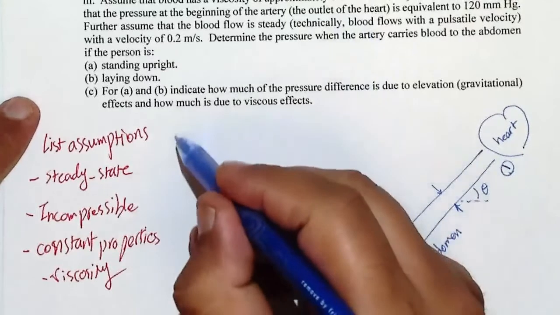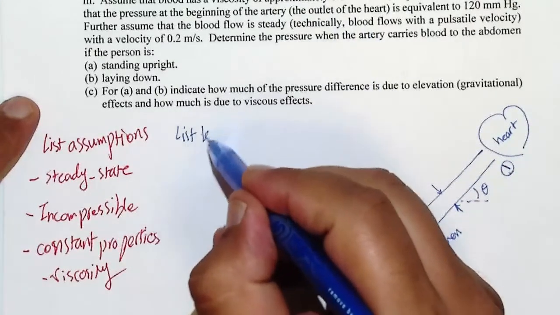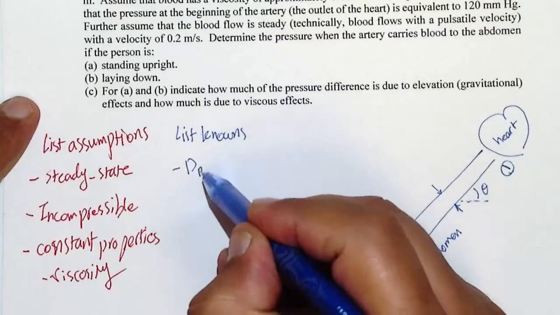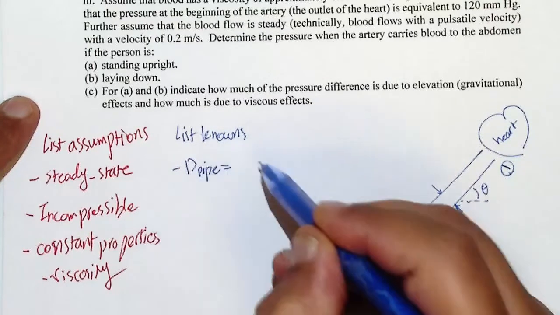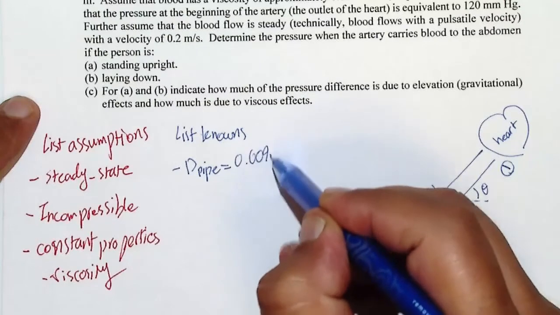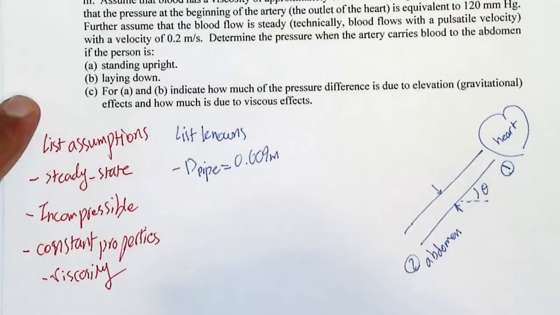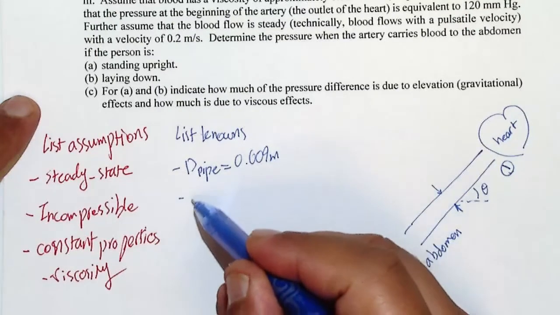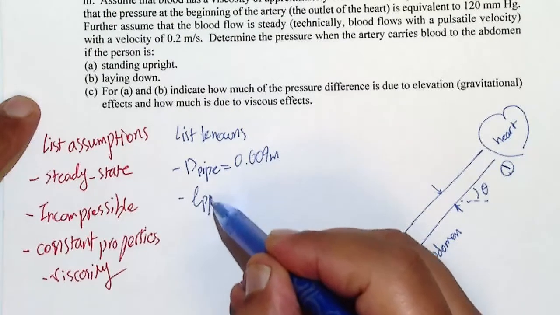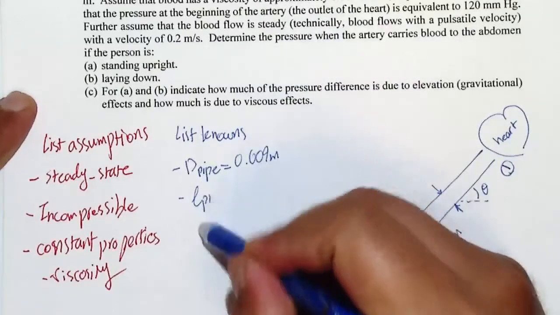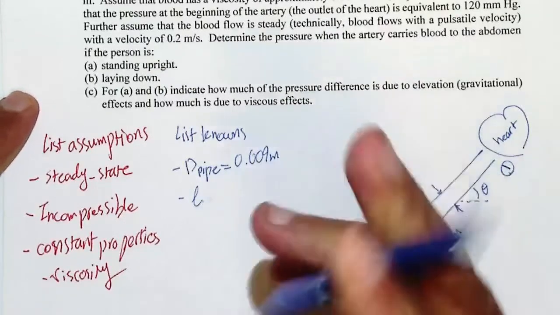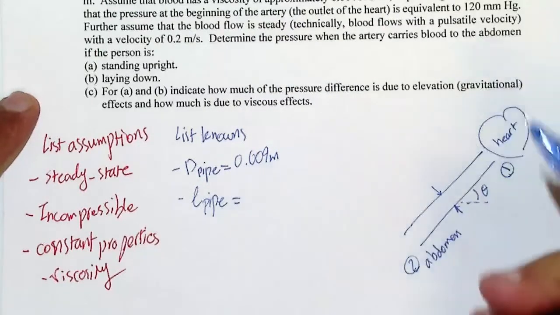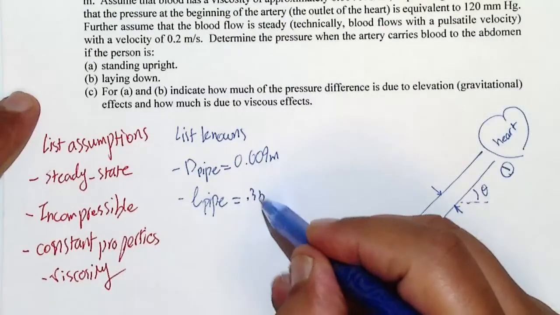So what are the knowns here? List your knowns. First, the D of the pipe is given, is 0.009 meter, which is 9 millimeter total. What else? The length of the pipe is also given. The length of the pipe is 0.35 meter.